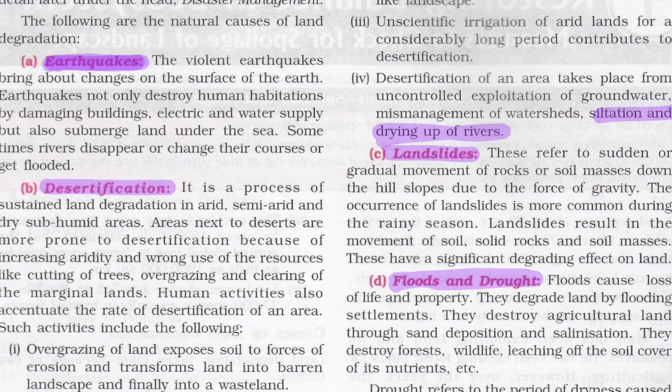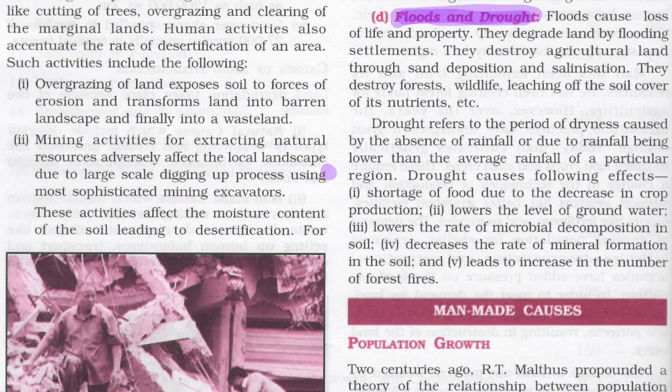Landslides. This refers to a sudden or gradual movement of rocks or soil mass down the hill slopes due to the force of gravity. The occurrence of landslides is more common during the rainy season. Landslides result in the movement of soil, solid rocks and soil masses.